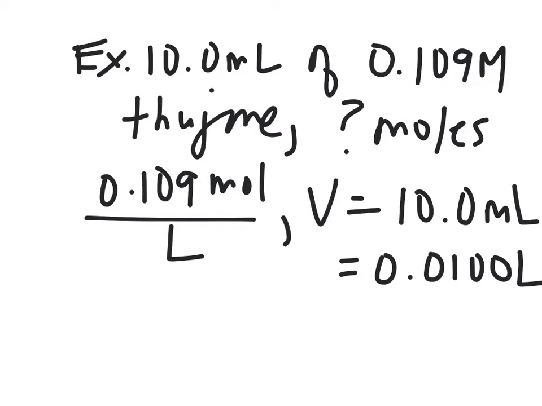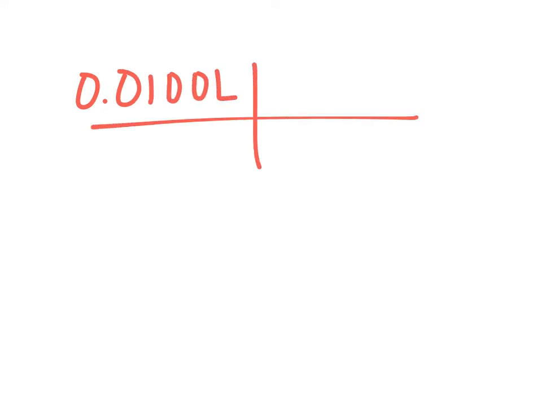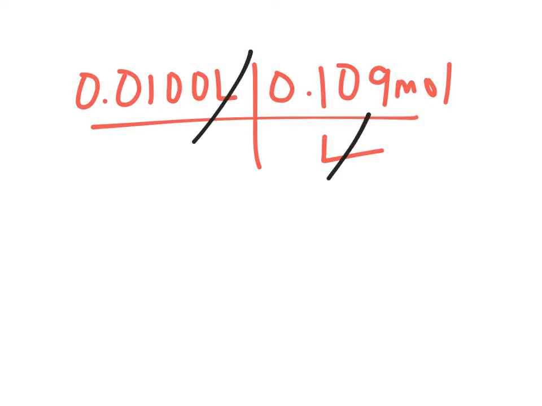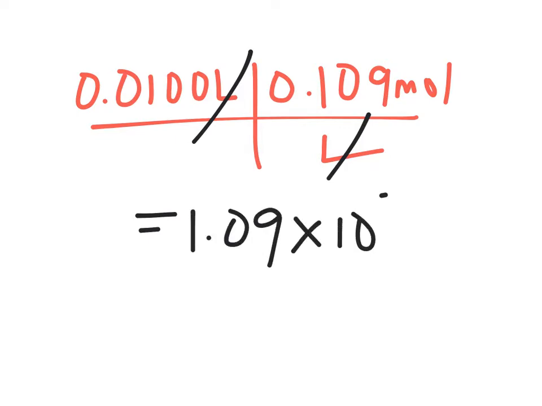So if I want to know how many moles of thujone are in this particular volume, I would take my volume of solution, which is 0.0100 liters, and multiply it by the molarity, 0.109 moles per liter. I've got my colors all messed up. My liters cancel out, leaving me with 1.09 times 10 to the minus 3 moles of thujone molecules.